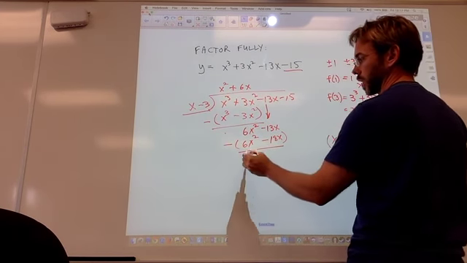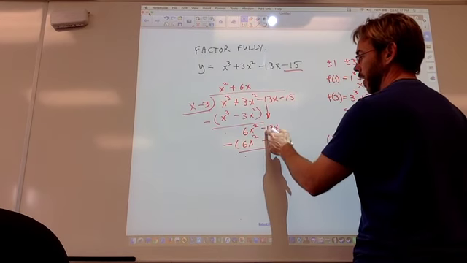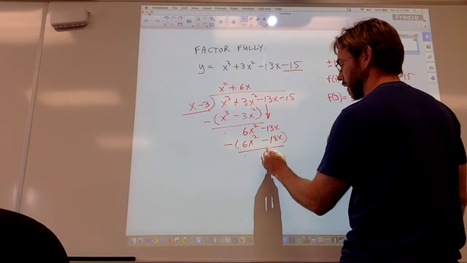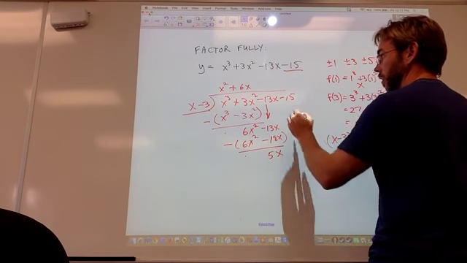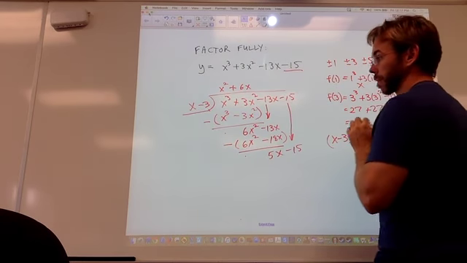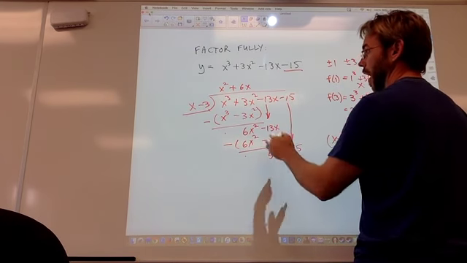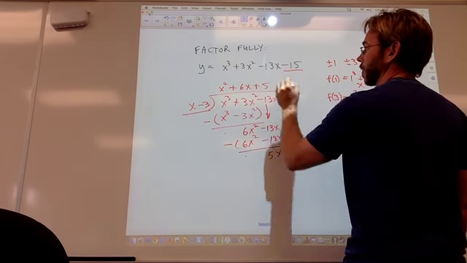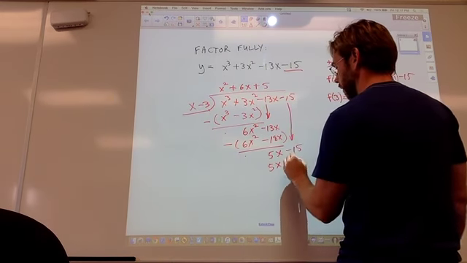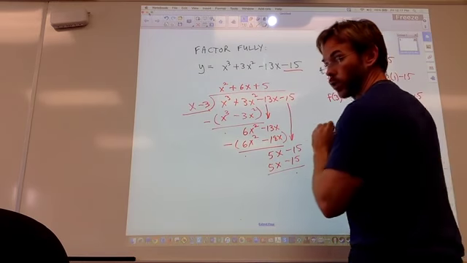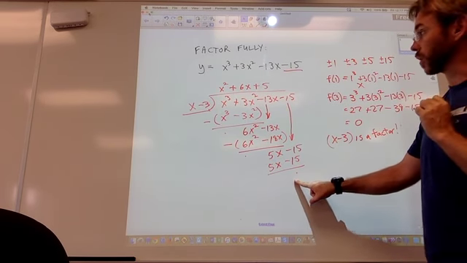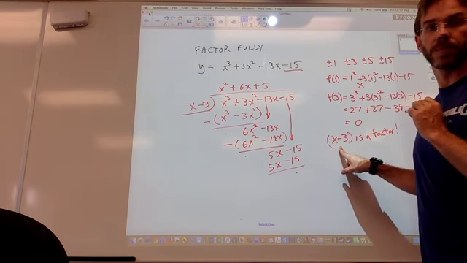6x squared take away 6x squared cancels out. Negative 13 take away negative 18 is the same as adding 18. So I end up with positive 5x minus 15. x divides into 5x, leaving 5. 5 times x is 5x. 5 times negative 3 is negative 15. And no surprises, we have no remainder. We should never have a remainder when we're dividing by an actual factor.